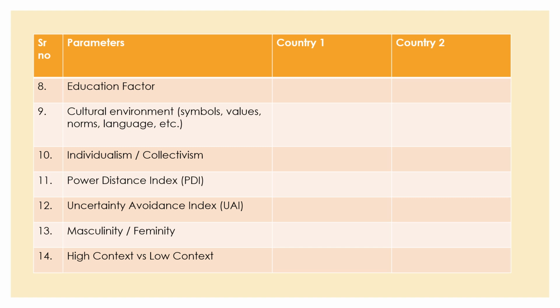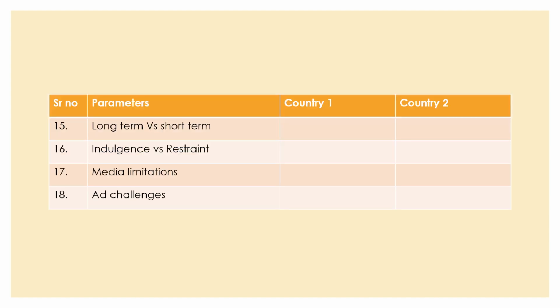Tenth, individualism or collectivism, whichever the country is famous for. 11, power distance index or PDI. 12, uncertainty avoidance index or UAI. 13th, masculinity or femininity. 14th, high context versus low context. 15, long term versus short term. 16, indulgence versus restraint. 17, media limitations. 18, ad challenges.